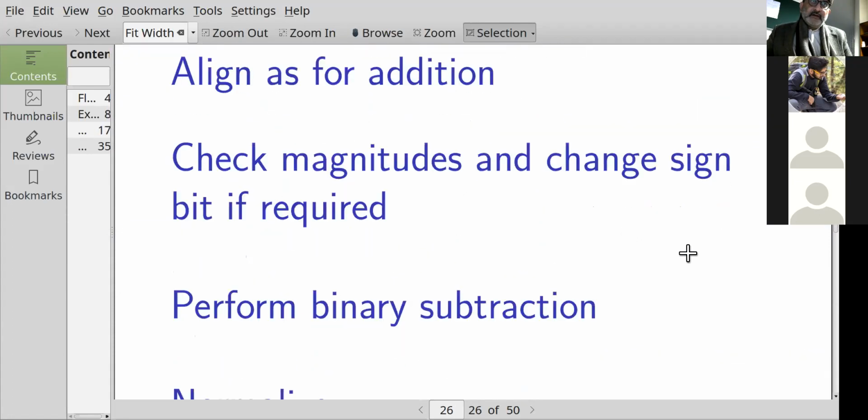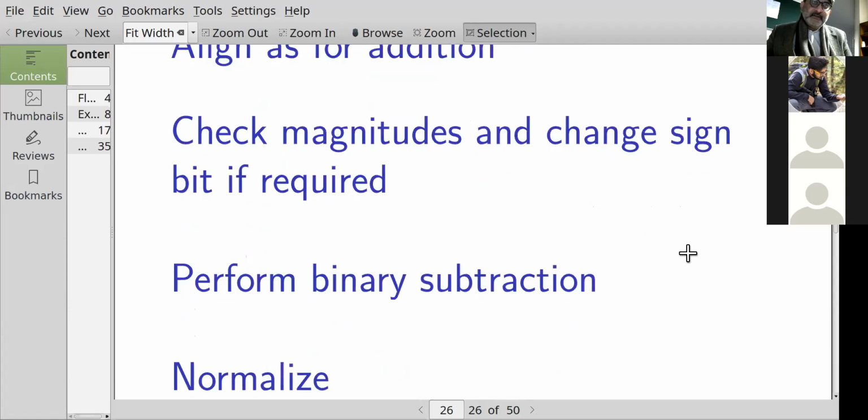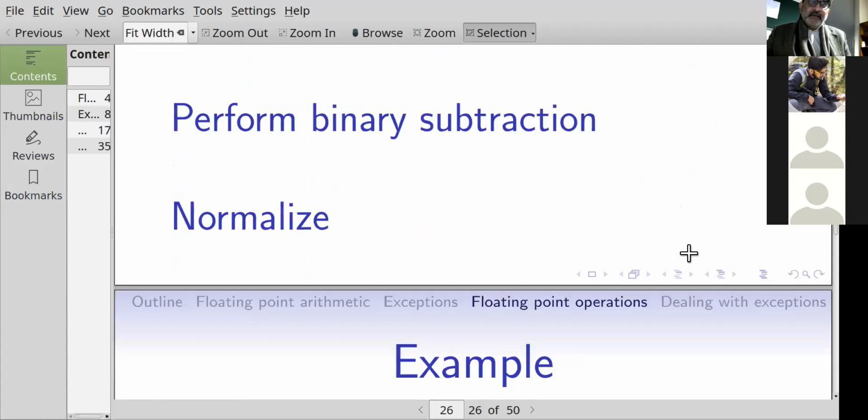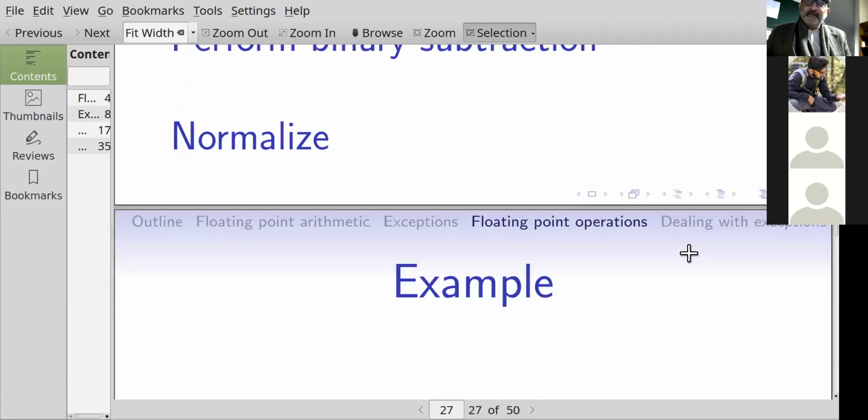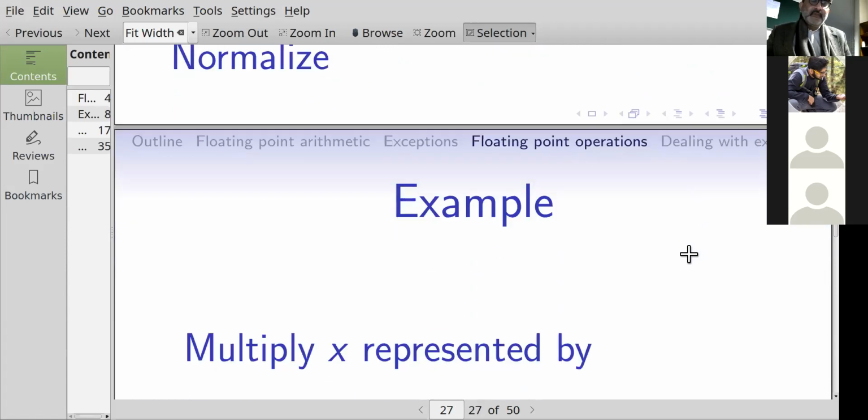All right, so align as for addition, right? Make sure that you've got the same exponents in both cases. Check the magnitudes of the mantissas. Change the sign bit if required, right? You have to decide which sign bit you're going to assign. So you check that by looking at the magnitudes. Perform the binary subtraction, and again, you normalize, right, with the assumed 1 at the front. Okay.